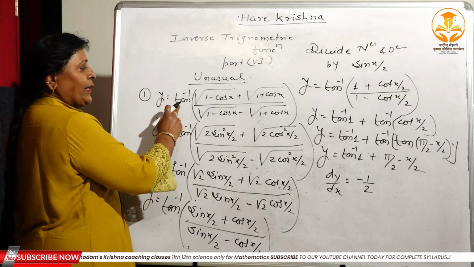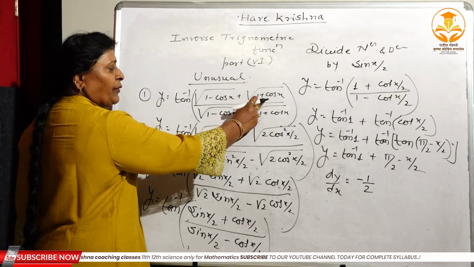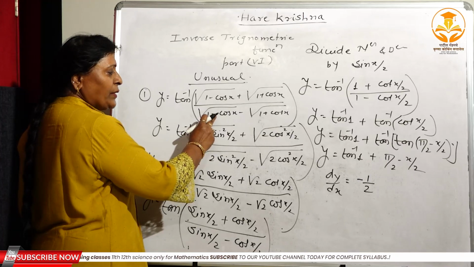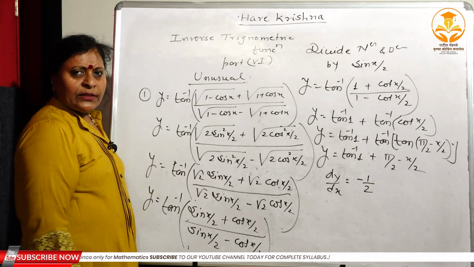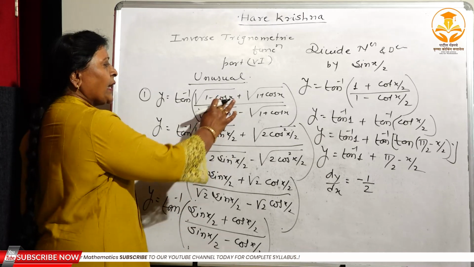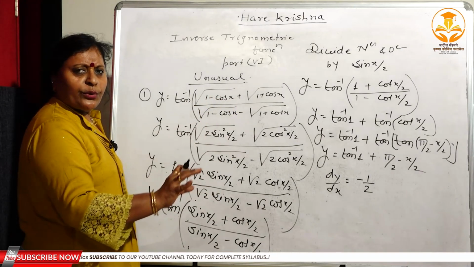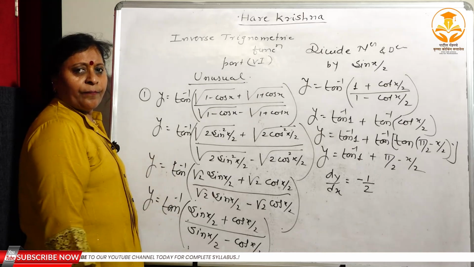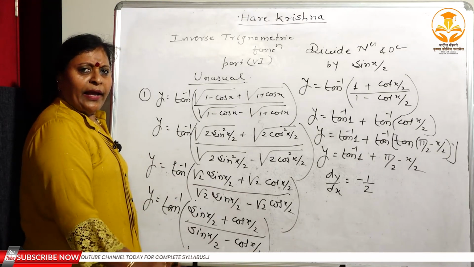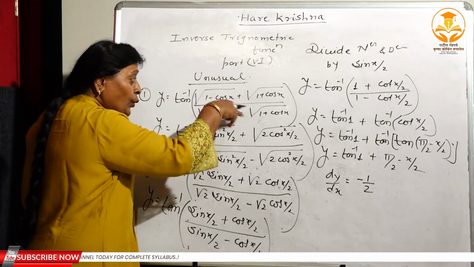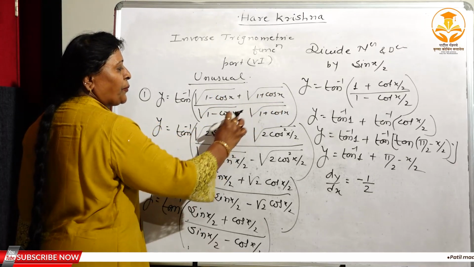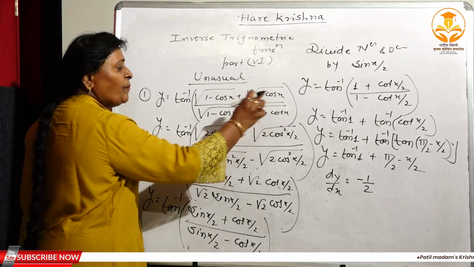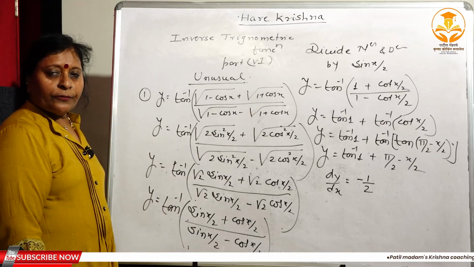See, tan inverse of root of 1 minus cos x plus root of 1 plus cos x, and in the denominator root of 1 minus cos x minus root of 1 plus cos x. Here you can change the angle. In place of x, you can substitute 2x, 3x, 4x, 100x, x by 2, x by 4, any angle you can choose. But the angle throughout must be the same. If there is x by 4 here, then here also you have to write x by 4, and everywhere else as well.